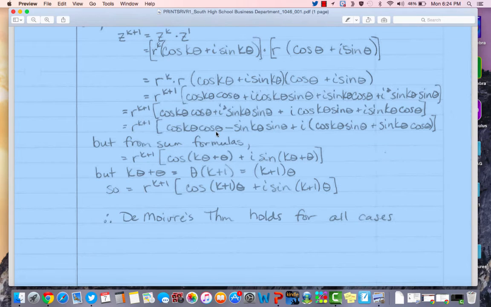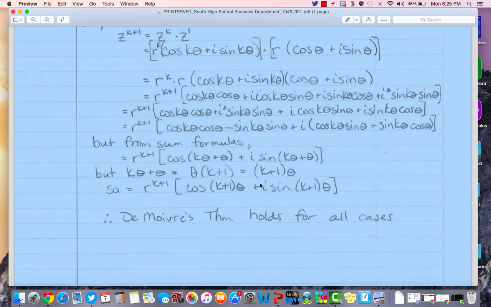This part right here is the sum formula for a cosine angle. It's the cosine of k theta plus theta, if you look at your sum and difference of two angles formula sheet. This right here is the sine of k theta plus theta, and that's what we have here with the i in front. But we can rewrite k theta plus theta as theta times k plus 1. And we can rearrange, since it's multiplication, we can say that's k plus 1 times theta.